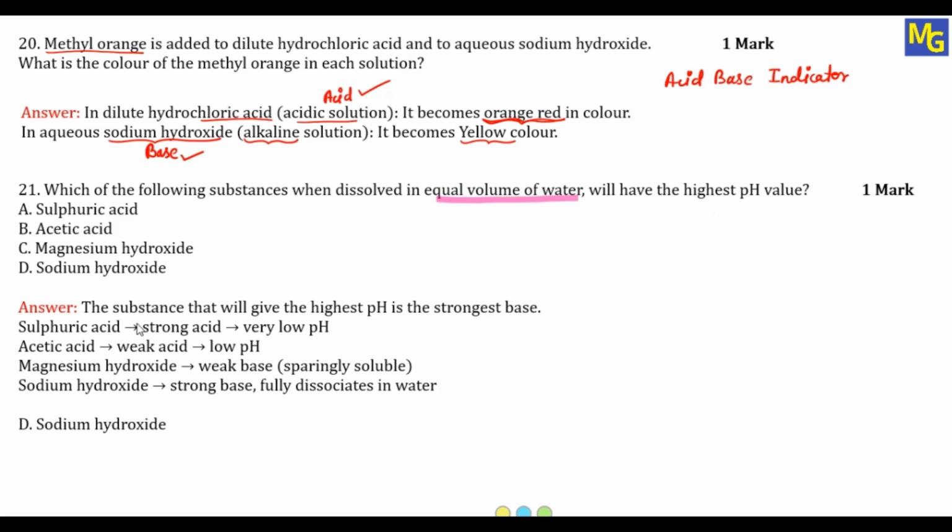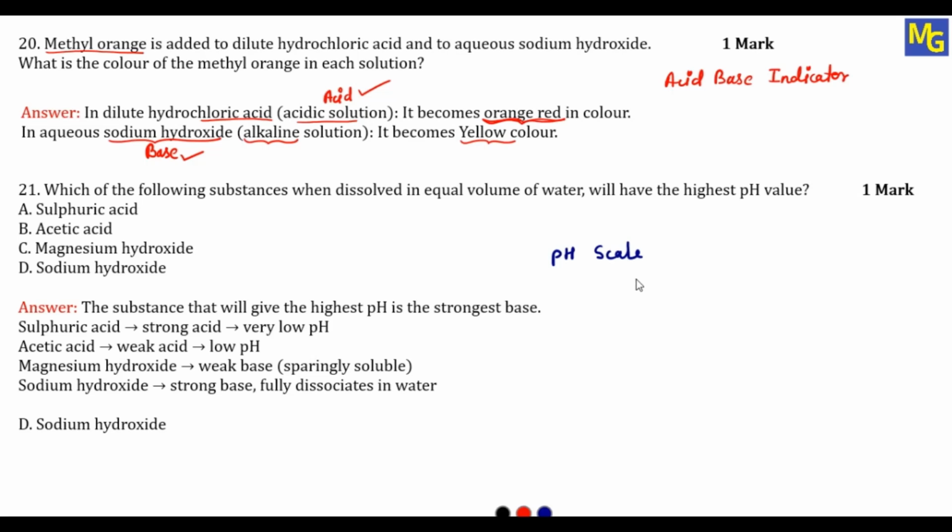So first you should remember, the substance that will give the highest pH will always be the strongest base. We know the pH scale. What is the pH scale? Here I will write the pH scale. All of this I have explained in the acid, base and salt chapter. If you have not watched my video, go through my channel and watch the full chapter, acids, bases and salts. There I have explained this completely.